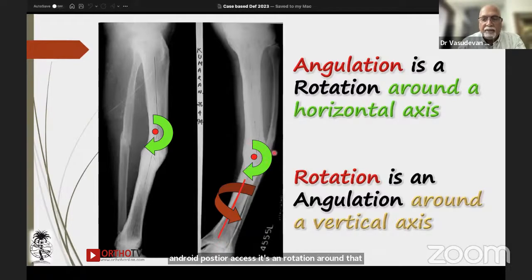So conventionally, we call these two angulations. And rotation is again an angulation which takes place around the vertical axis. So practically all these are angulations, or all these are rotations. So that gives an idea, no? We can combine all these things together in advanced deformity corrections.